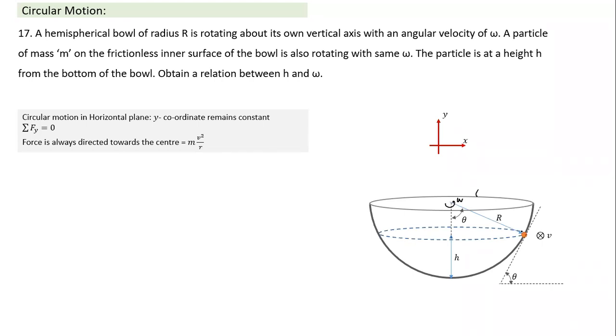In all three cases, if I draw the free body diagram, only two forces are acting. Which are the two forces? Normal reaction and weight. And in all three cases the motion is circular motion in the horizontal plane.